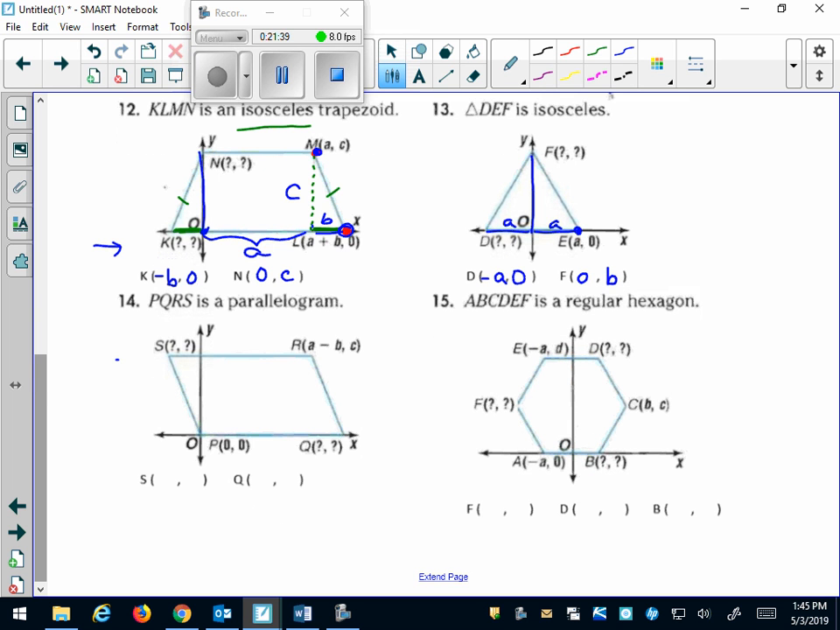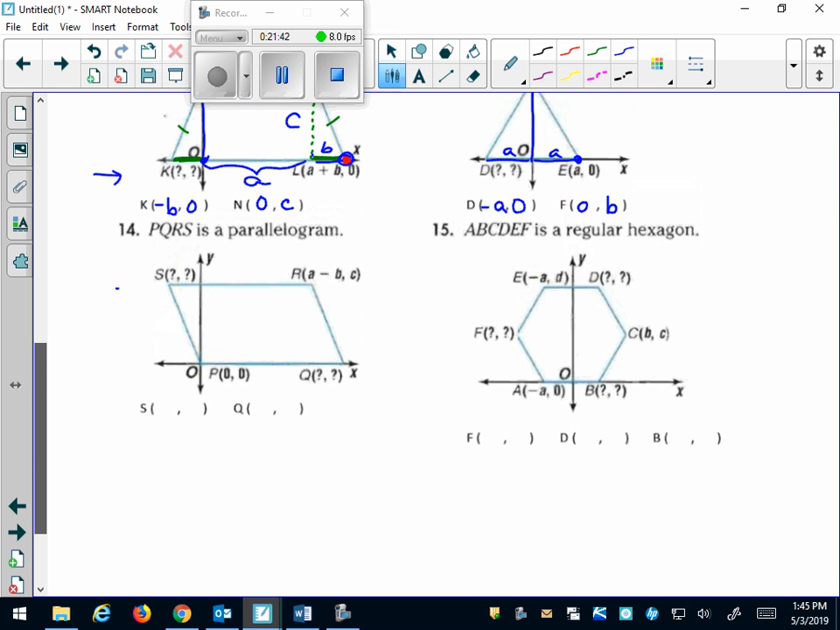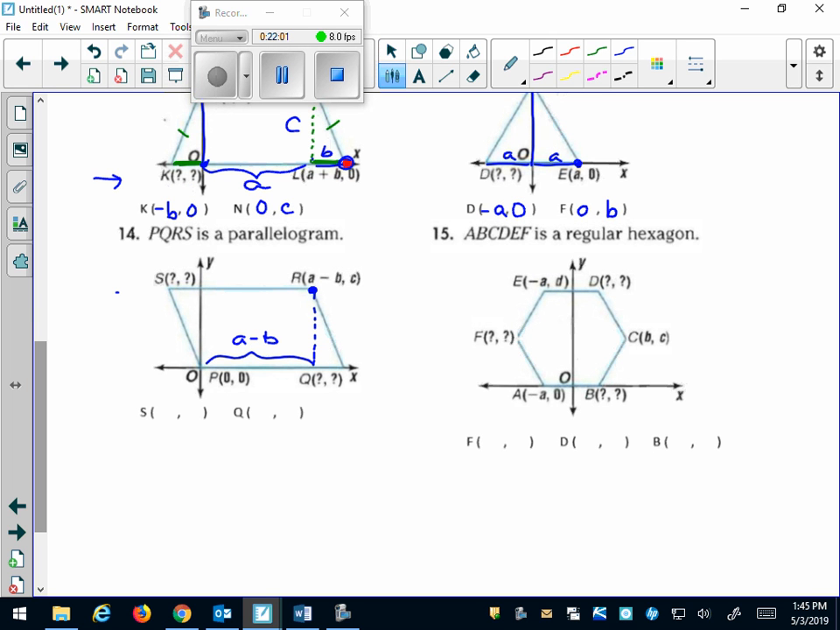Number 14, this one's a little bit tricky. If point R is at A minus B, that means this distance is A minus B. That's what it says. We have to go over A minus B and up C. Well, if that's A minus B, then the whole thing must be A, and this little piece must be B. And if it's a parallelogram, this piece has to be the same as this piece. So S is negative B, C, and Q is A, 0.